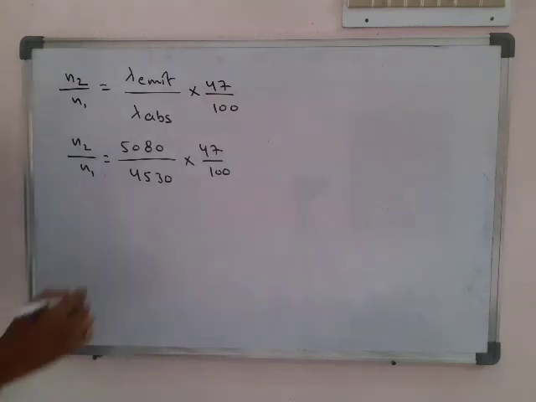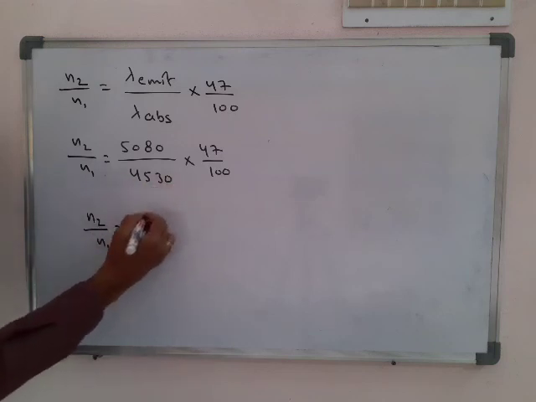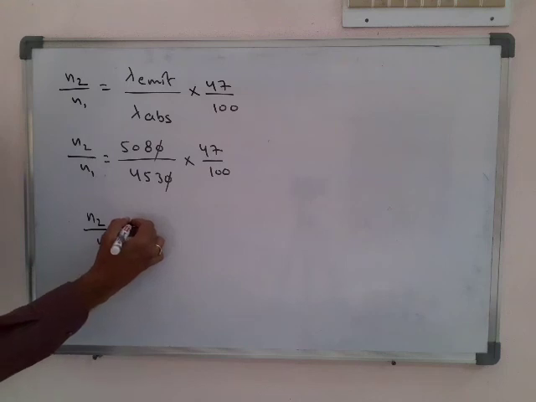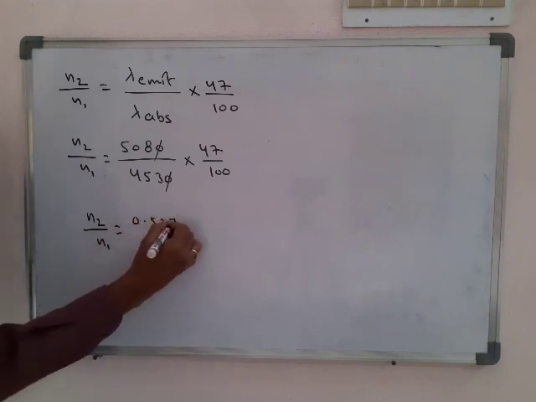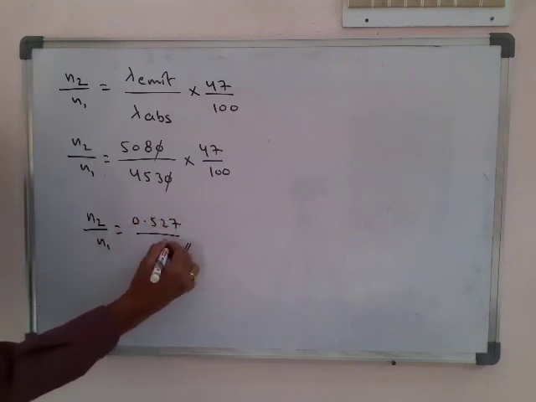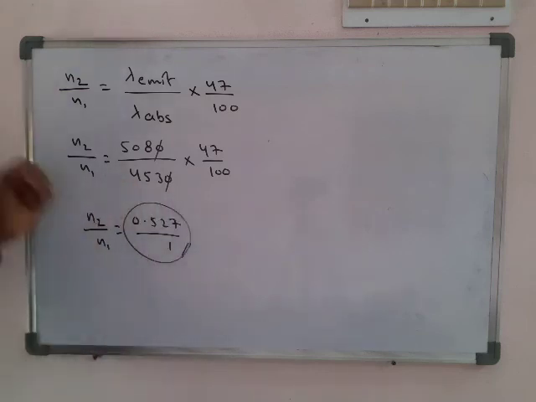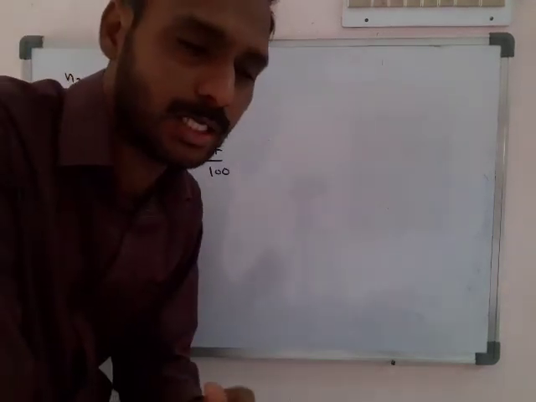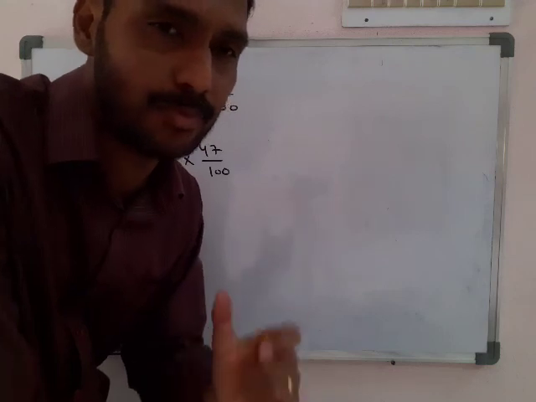Here the calculation is important. Here n2 by n1, on overall calculation, we get 0.527 by 1. Okay, so this is the ratio of the number of quanta of emitted light and absorbed light.